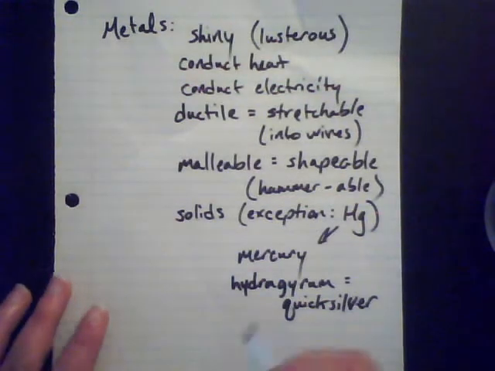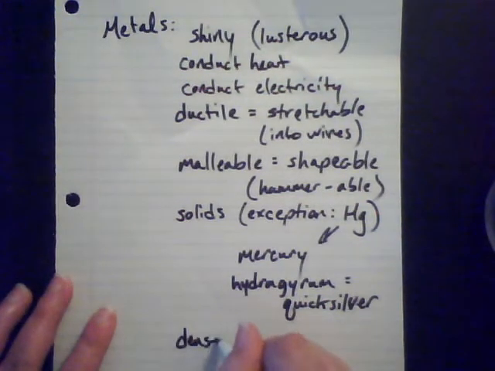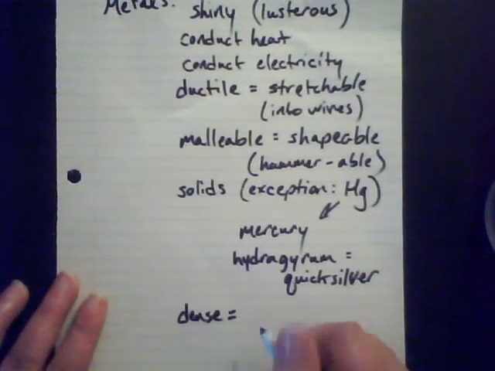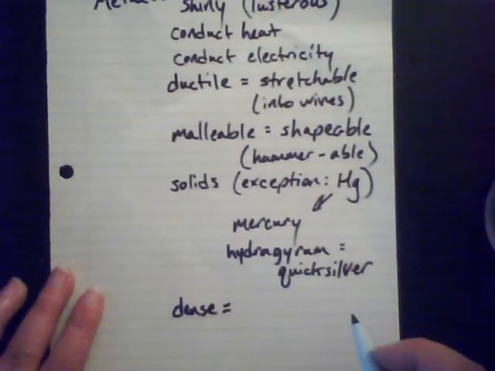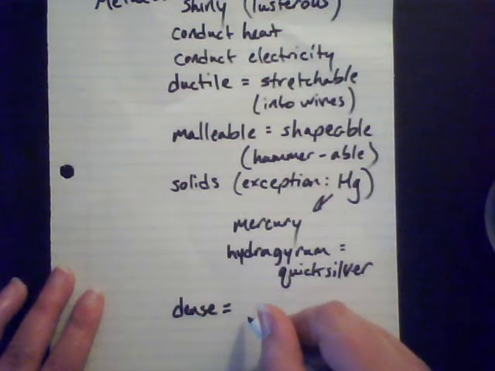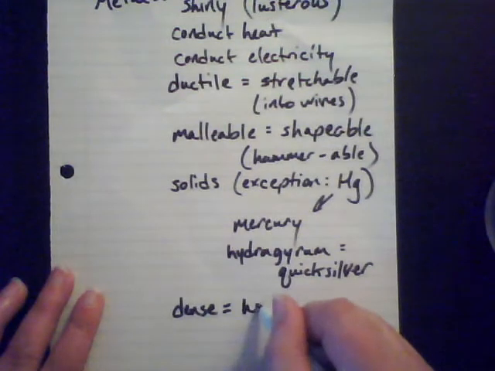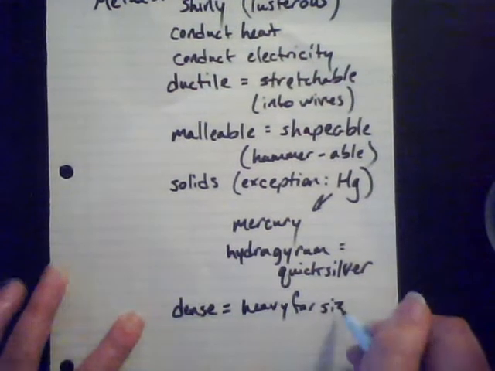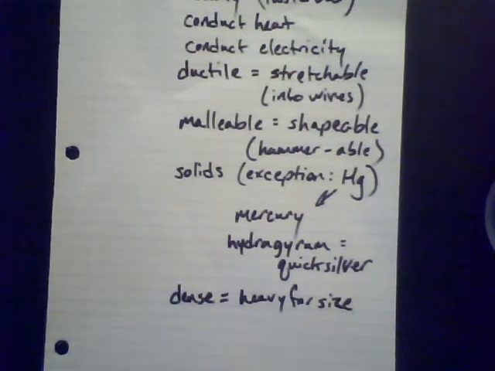The other thing about metals is they tend to be pretty dense. And when we're talking about density, we're talking about how closely packed the particles are. So how much mass you have and how much space. So we usually say that they're dense or heavy for their size. And this isn't to say that all metals are, because if you think about aluminum, for instance, like aluminum foil, aluminum is not that dense, but this is just sort of metals in general.